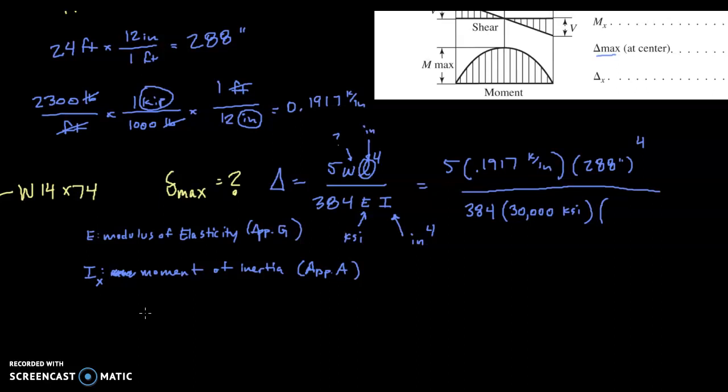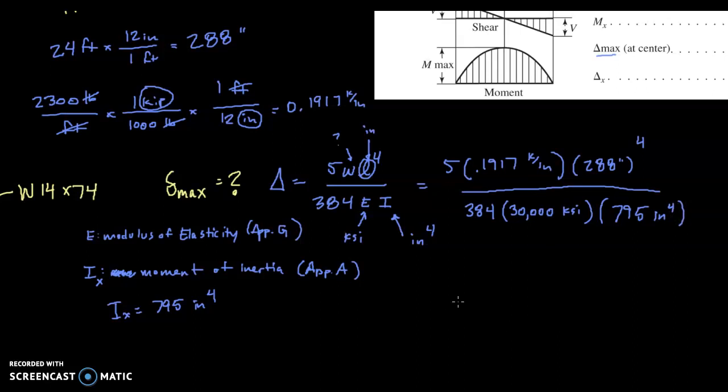And so when we look up a W14 by 74, Ix is 795 inches to the fourth. That is what the moment of inertia about the x-axis is. So that's 795 inches to the fourth. Okay, so we've got all the variables.